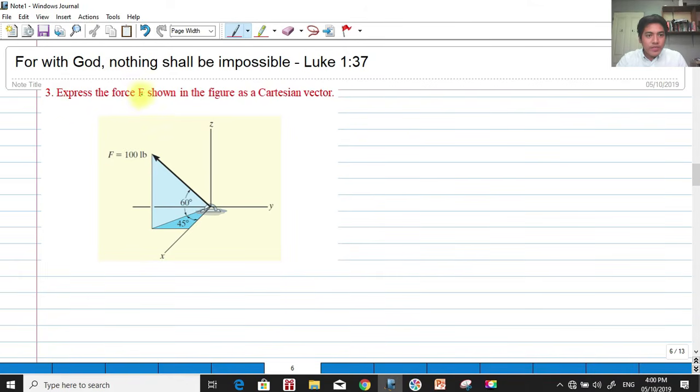So we're going to express the force F shown in the figure as a Cartesian vector. Okay, as you can see, this is a typical problem wherein we can express this F again into a Cartesian vector. But in this problem, you can see that we have an angle of 60 degrees with this vector in here. That is, we have two angles. We have phi and theta.